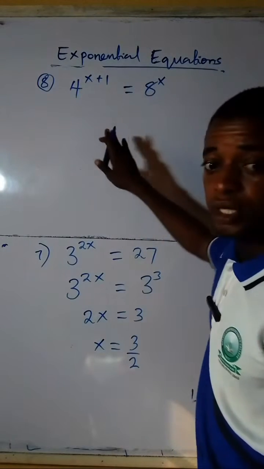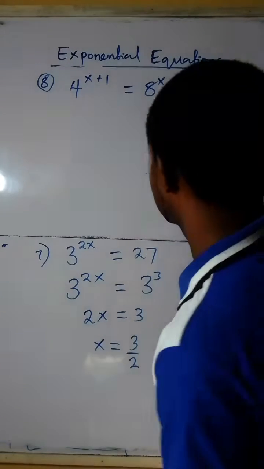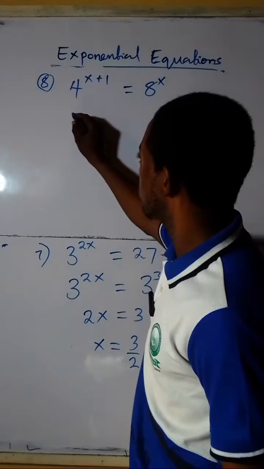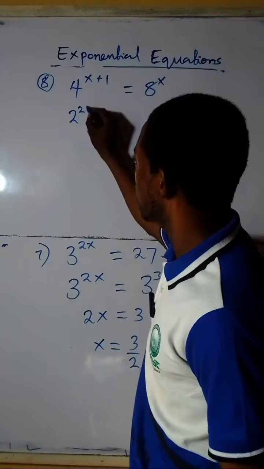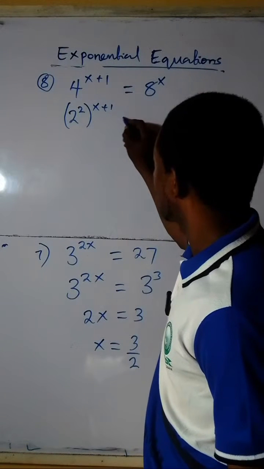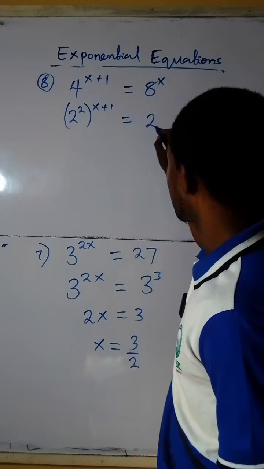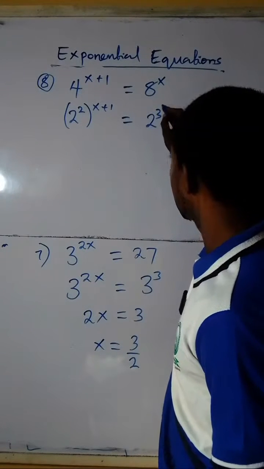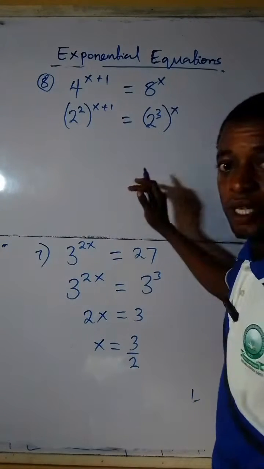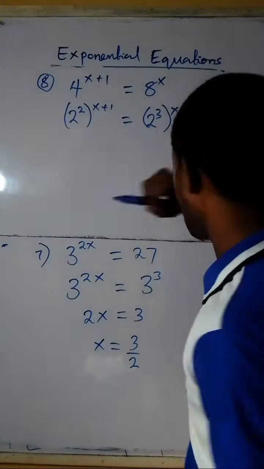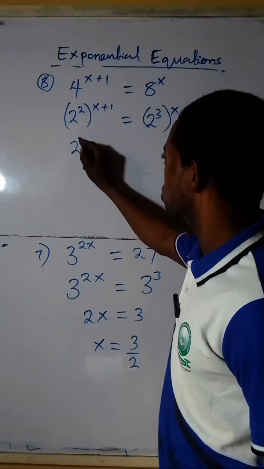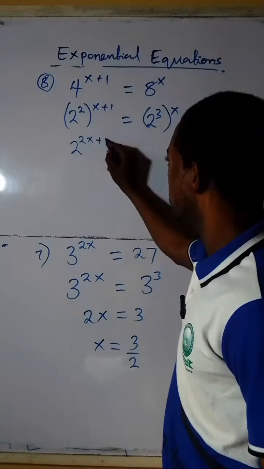Then also here, we can change both sides to have the same base. And the least base we can use here is base 2. So we have 2 raised to power 2 here as 4, then raised to power x plus 1, then equals also 8 as 2 raised to power 3, which is raised to power x. Then, since we know that here the powers multiply, that is 2 multiplied by x and 1, so we have 2 raised to power 2x plus 2 now.